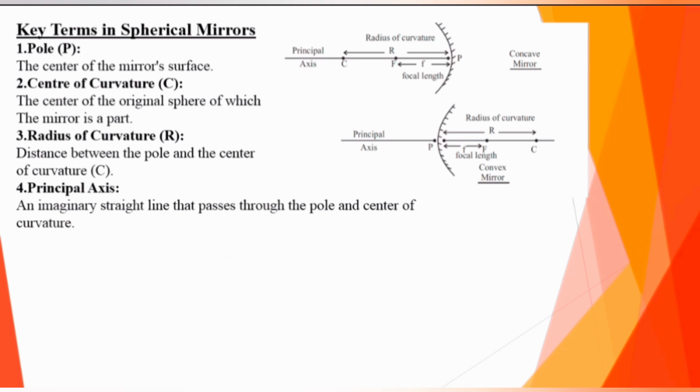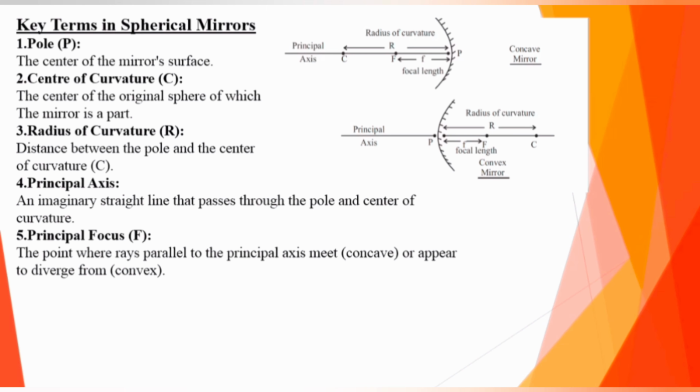Next is the principal focus, represented by capital letter F. It is a very important point. For a concave mirror, it is the point where rays of light parallel to the principal axis meet after reflection. For a convex mirror, it is a point from which such rays appear to diverge. So the focus is the point for the concave mirror where the rays of light parallel to the principal axis meet after reflection. For the convex mirror, it is a point from which such rays appear to diverge.